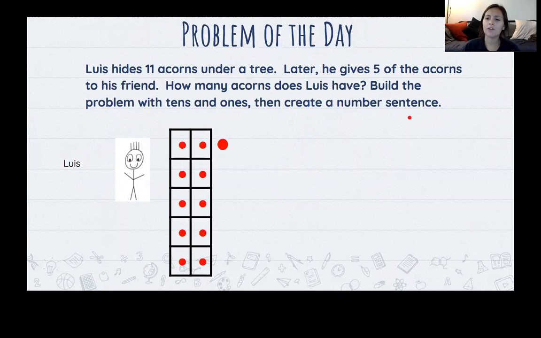Go ahead and pause the video and read it one more time to yourself. After you've read it to yourself, I want you to think in your brain. If Luis gives 5 acorns away, is he getting more and adding, or is he losing them and subtracting? You're right, he is losing them. Go ahead and try and find your answer using your subtraction sentence and by building it. You've got your answer. Move on to the next part. You can pause it right here until you're ready.